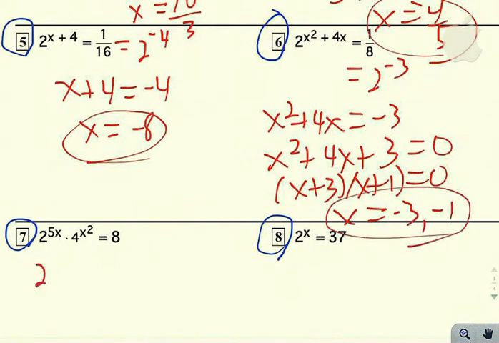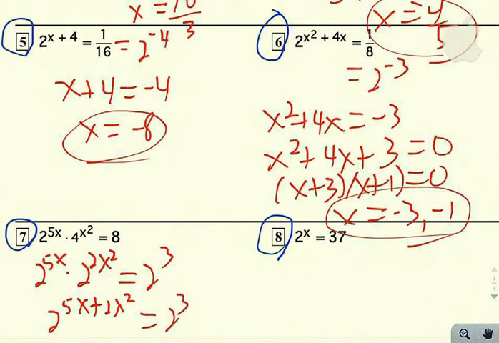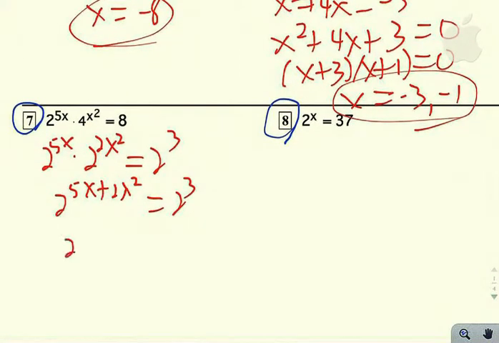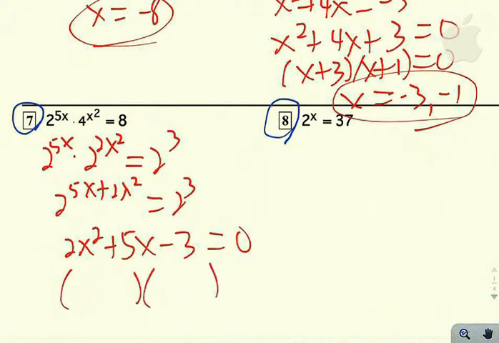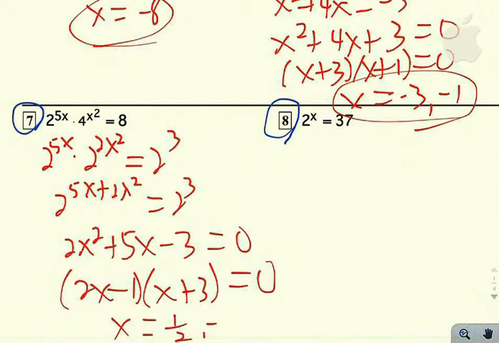Number 7, 2 to the 5x times 4 is 2 squared, so that'd be 2 to the 2x squared. And 8 is 2 cubed, so we'd have 2 to the 5x plus 2x squared equals 2 cubed. And that makes 2x squared plus 5x equal to 3, so we get that, and then we factor. So x then is going to be 1/2 or minus 3.